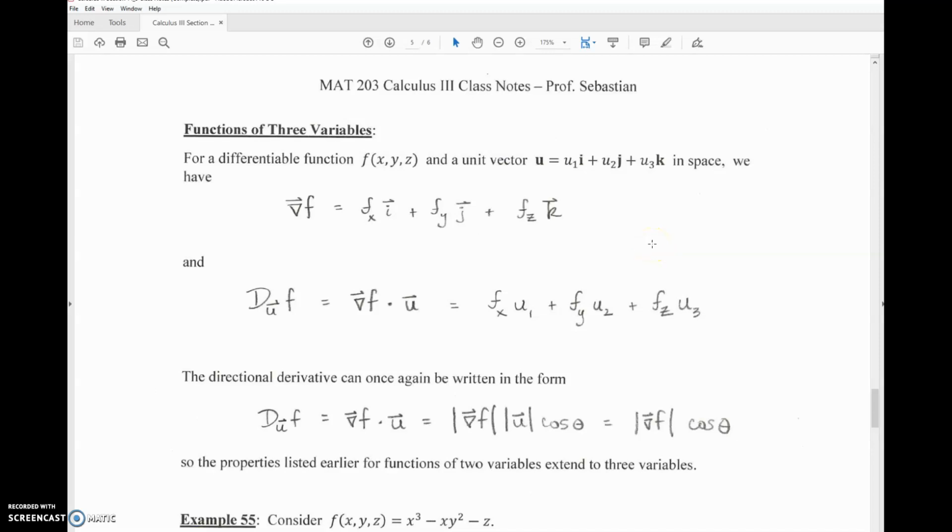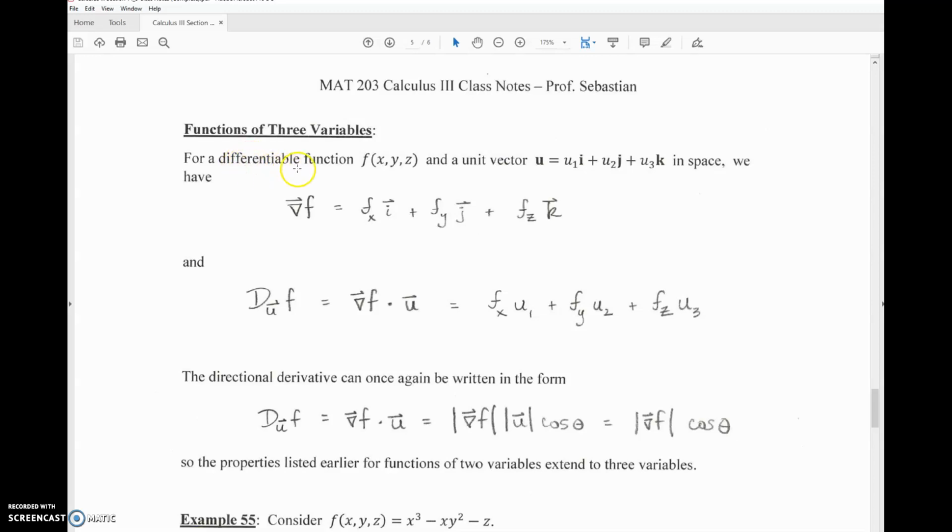Okay, welcome back everyone to our Calculus 3 class notes. We're on page 60, section 14.5. And for functions of three variables, the gradient vector and directional derivatives, pretty much everything works the same. You just add the third component.